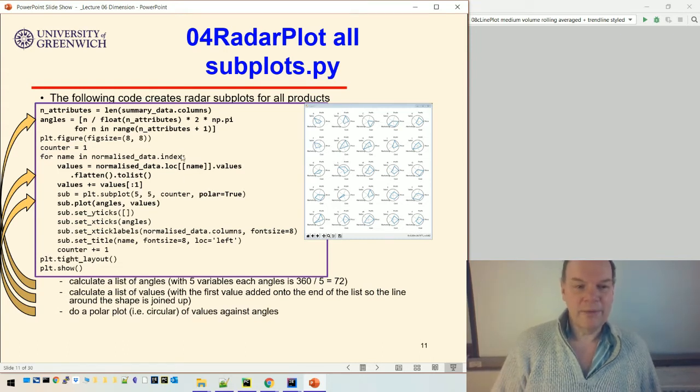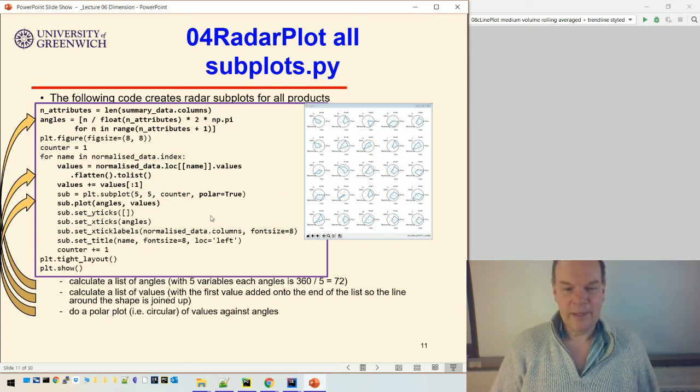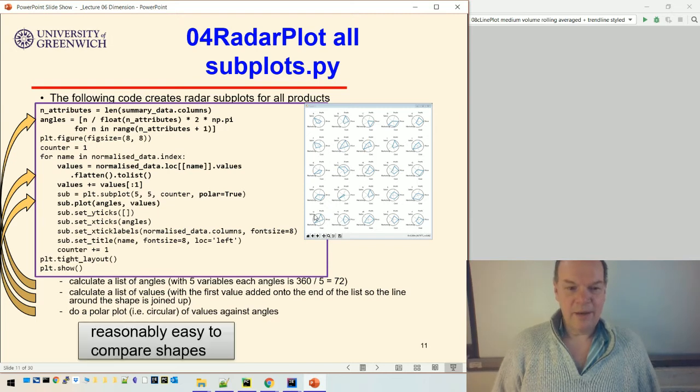Now, I don't want you to spend too much time worrying about this code. It's pretty standard for this kind of chart. If you take your data and you're looking at doing columns as being the number of attributes around the circle, and the index, the number of rows, as being the number of plots you get, then you'll find you'll get something like this. It should work fine. Okay, so then it's reasonably easy to compare shapes.